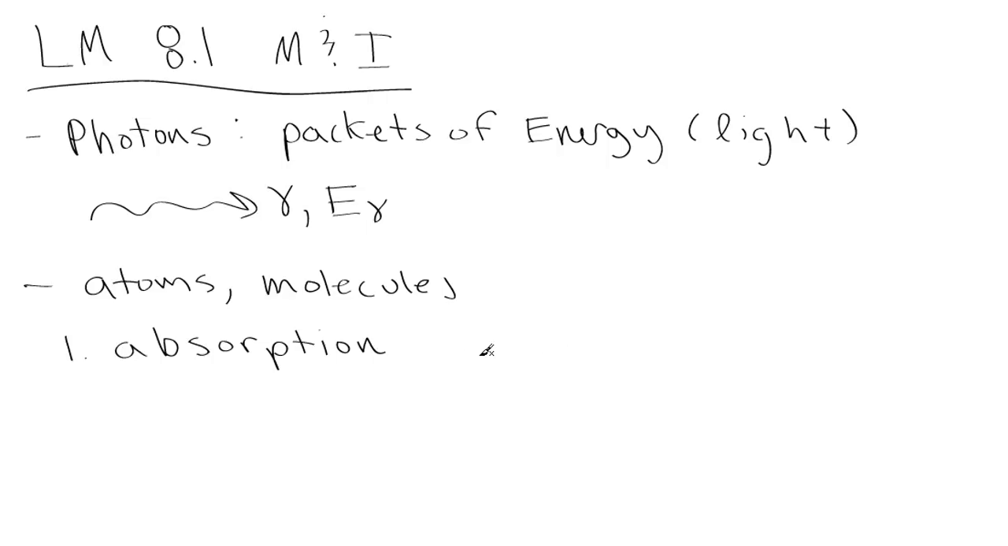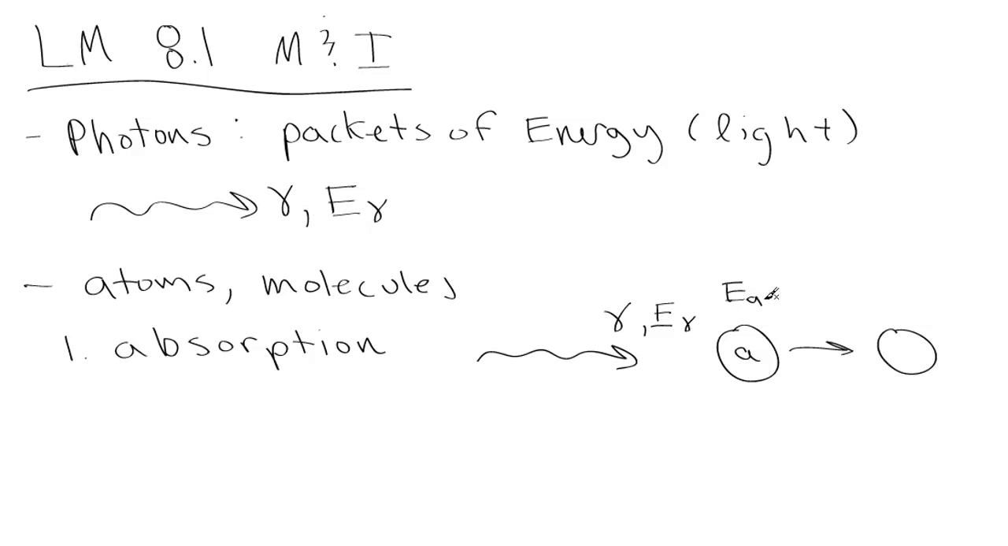So as a collision type diagram, we might have a photon gamma with energy E gamma interact with some atom, say A, and after the interaction, the atom, which initially had energy E atom initial, will have a new final energy E atom final.